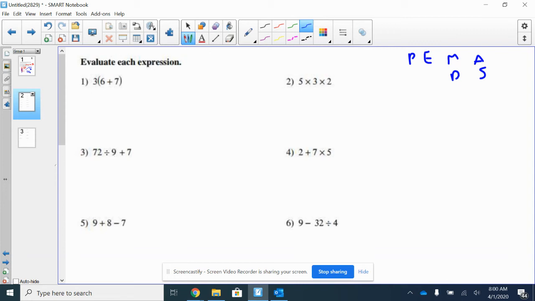So here we have addition, multiplication, and parentheses involved. So we would solve using the parentheses first. 6 plus 7 is 13. I'm going to keep that in parentheses. Now here, when a number is touching a parenthesis, that means times. So this is the same thing as 3 times 13. 3 times 13 is 39.